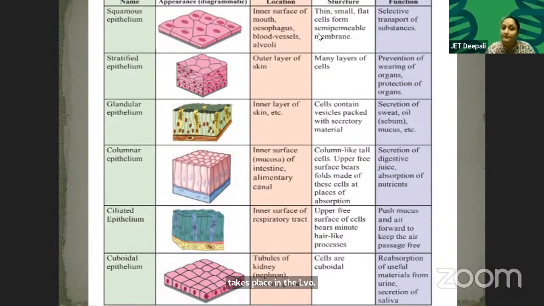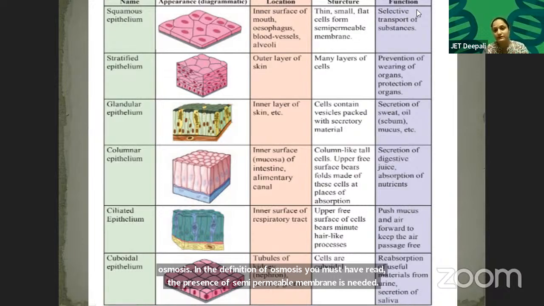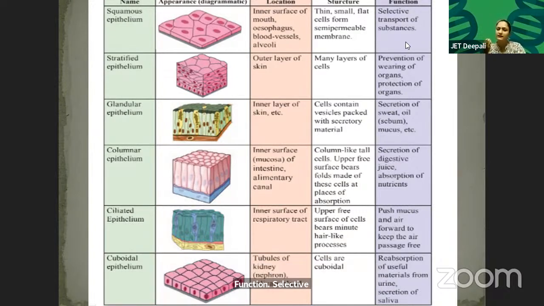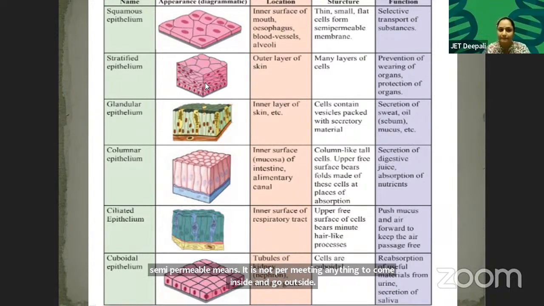So a semi-permeable membrane should be there to perform osmosis. In the definition of osmosis, you must have read that the presence of a semi-permeable membrane is needed. Function: selective transport of substances. Osmosis itself defines that only selective transport of substances takes place through the semi-permeable membrane. Semi-permeable means it is not permitting everything to come inside and go outside. It is selective.